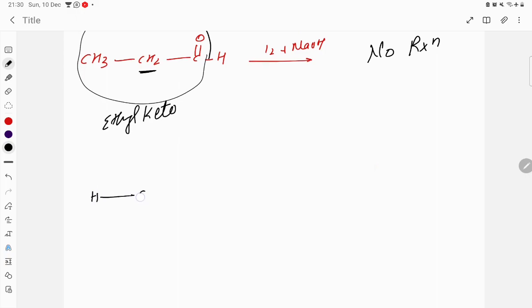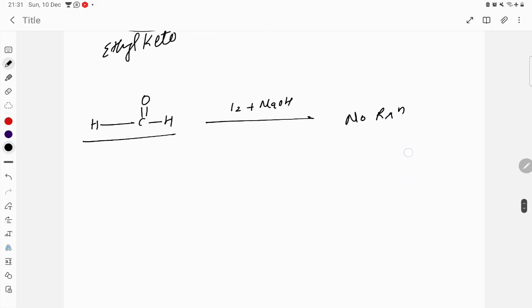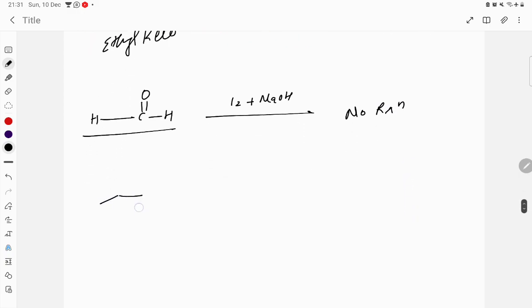Suppose we have H C double bond O and H, and you are treating with I2 plus NaOH. There is no methyl keto group here, it is a hydrogen keto group, so it is also no reaction. Now this compound, C double bond O with a phenyl group, is a phenyl keto group, so with I2 plus NaOH this is also no reaction.